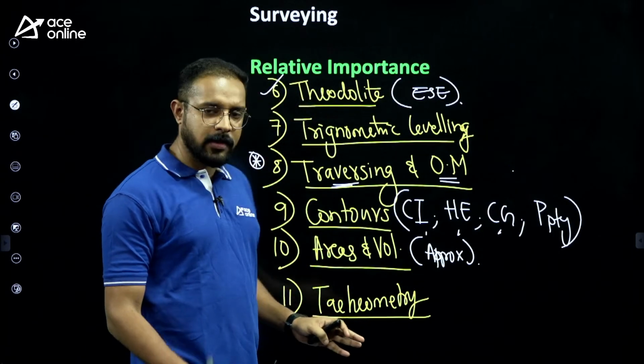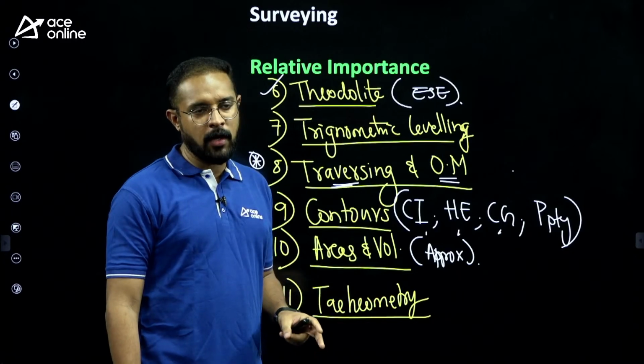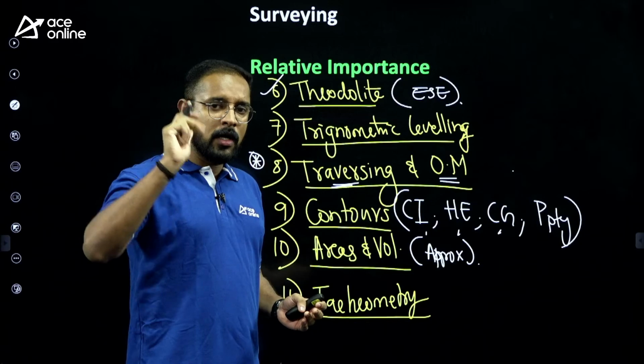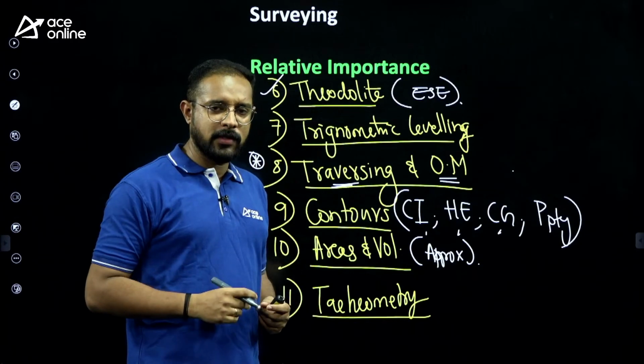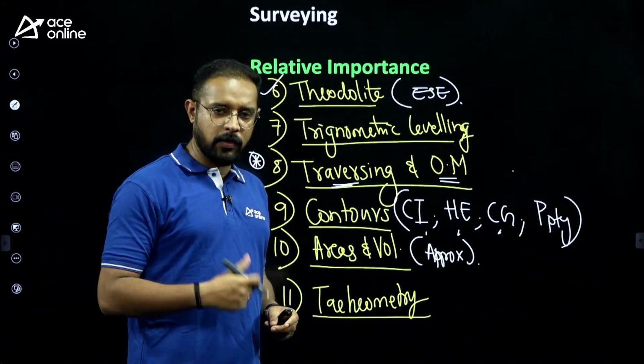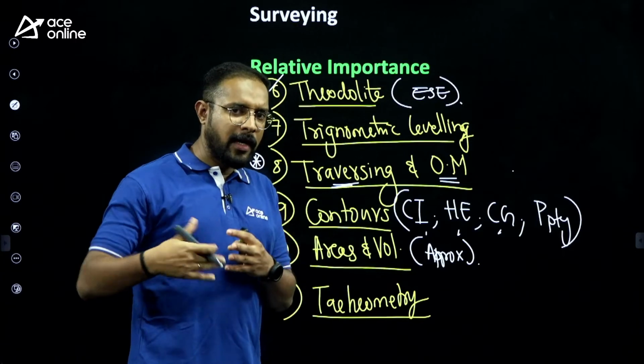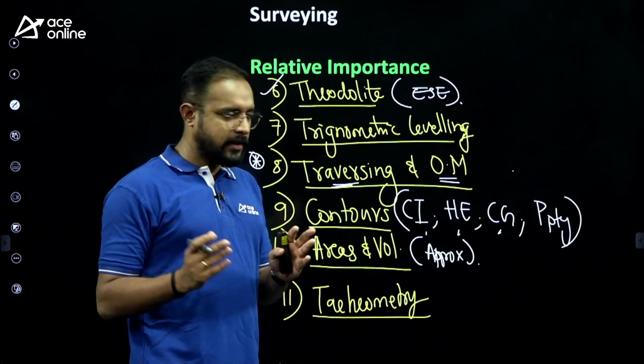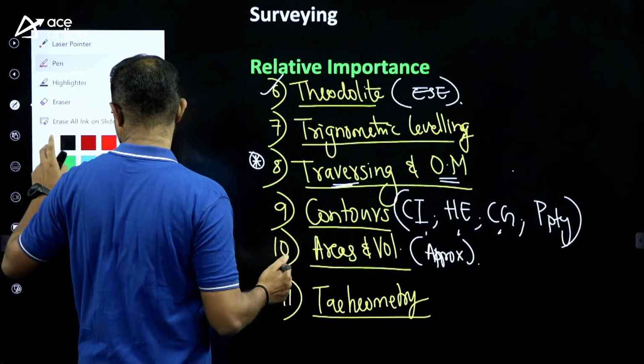This is one area from which GATE has not asked any questions so far. Not any interesting questions so far. There was, in the 1990s, one or two questions they have asked. But there is confusion in how the question is framed, so they did not repeat that particular concept too much. So in tachometry, the most basic and important is the fixed stadia method, right?